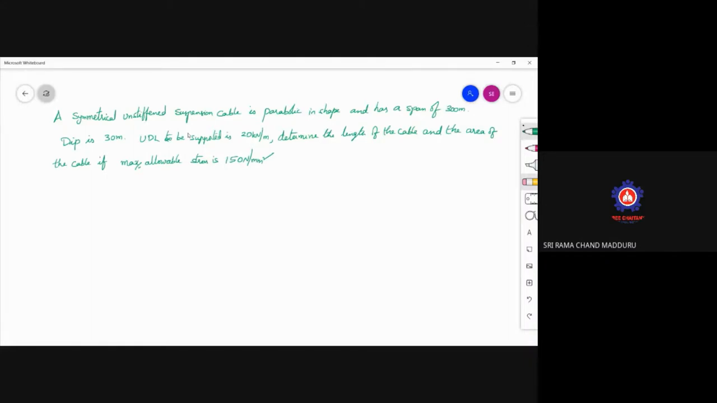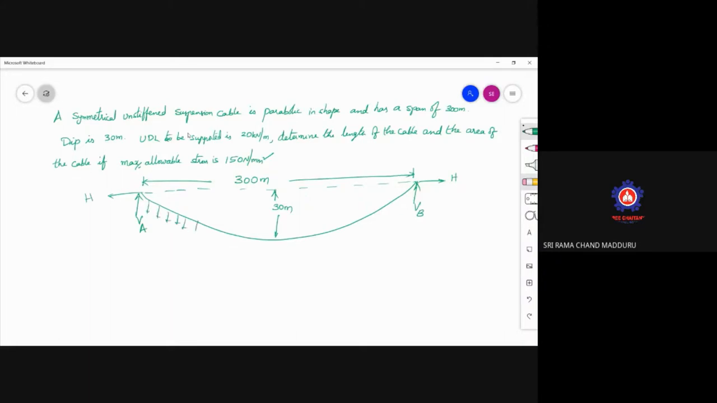So a cable is given like this, which is having parabolic in shape. The span is 300 meters. And in this one, 30 meters dip is there. Now this is our VA, VB, and the horizontal force H is acting. So now it is given that it is being loaded with a UDL of intensity 20 kilonewton per meter. So this is the UDL that is acting.